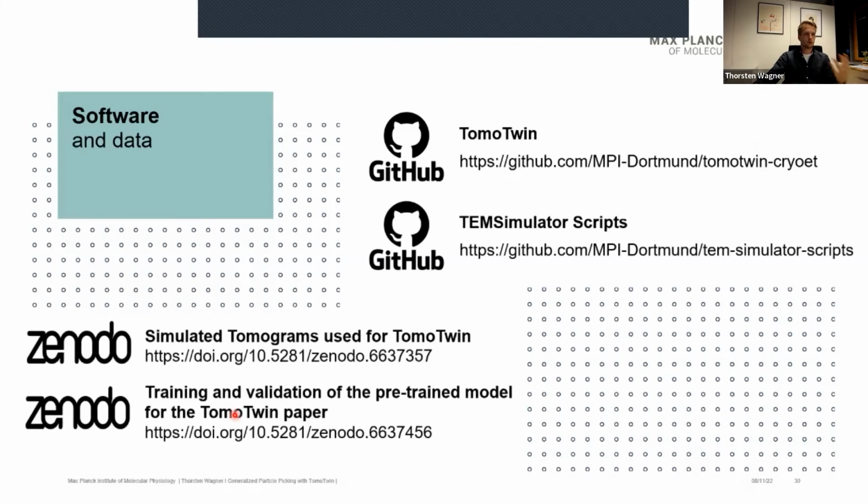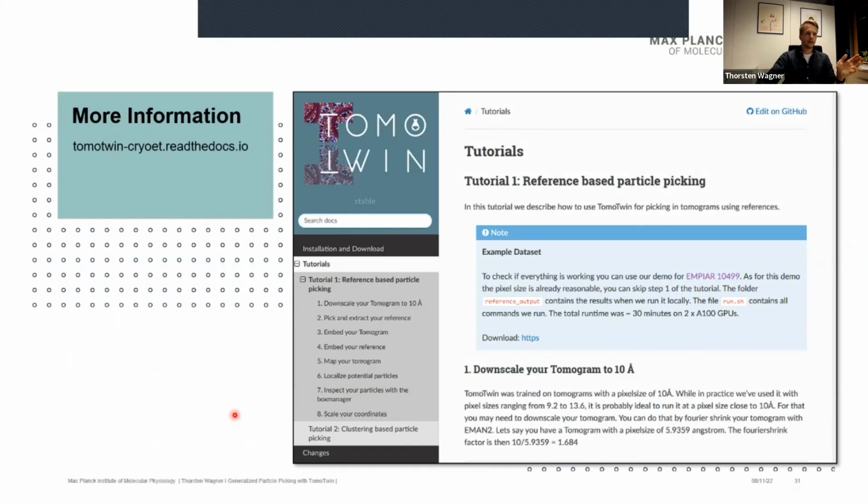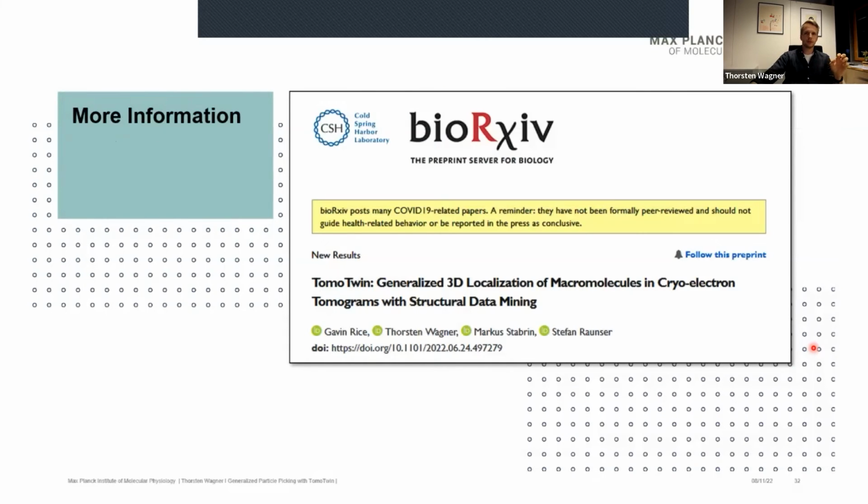All data that we use to train tomotrin is publicly available, and if you want to play with it, there is the documentation, and there's also a tutorial. And yesterday, I also put an example data set online that you can directly use and see if everything is working for you. For more details, please check out our preprint.